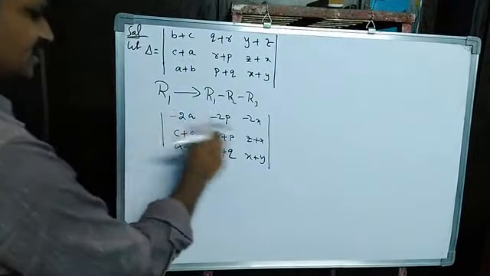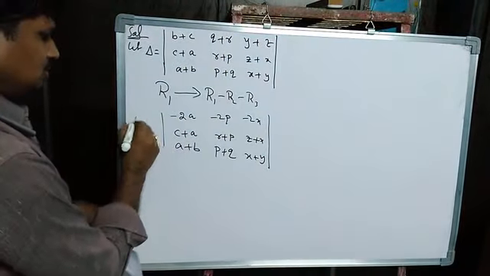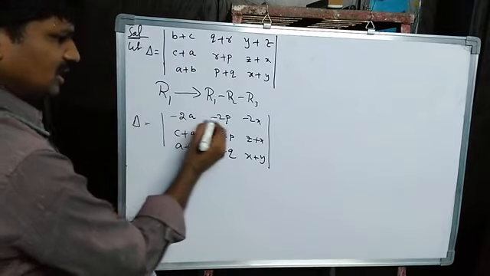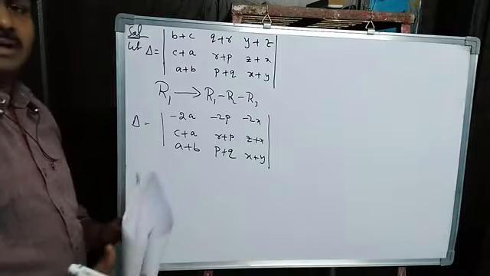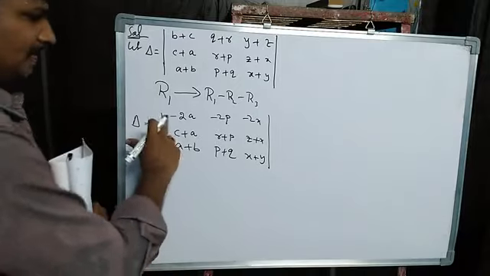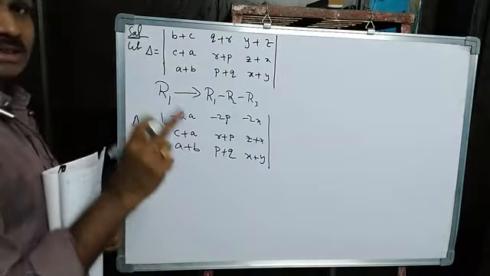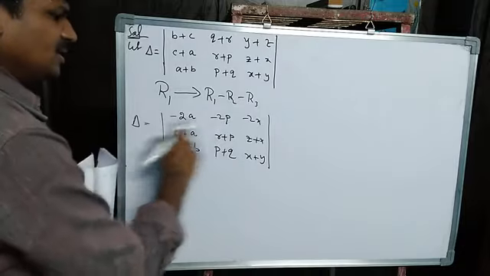Next, after that one here, just observe this first row. In the first row, minus 2 is there, minus 2 is there, minus 2 is there. So now in this determinant, you can take out a common number from any row. The same number you can take common from any row or any column.